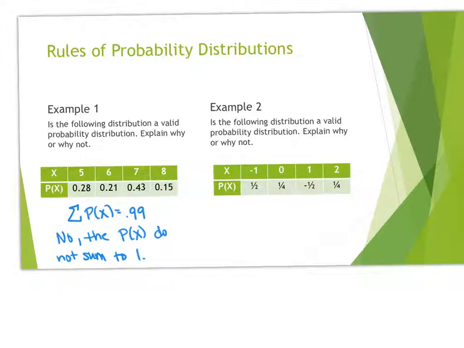Look at the next one. It has -1, 0, 1, and 2 for the x's. Again, x's don't matter. They can be negative or positive. We only care about the probabilities. Are all the probabilities positive? 1/2, 1/4. Oh, look what we have here, a -1/2. So we already know that, again, no, the P of x cannot be negative. So these distributions are both not valid, because one doesn't sum to 1 and the other has a negative probability.